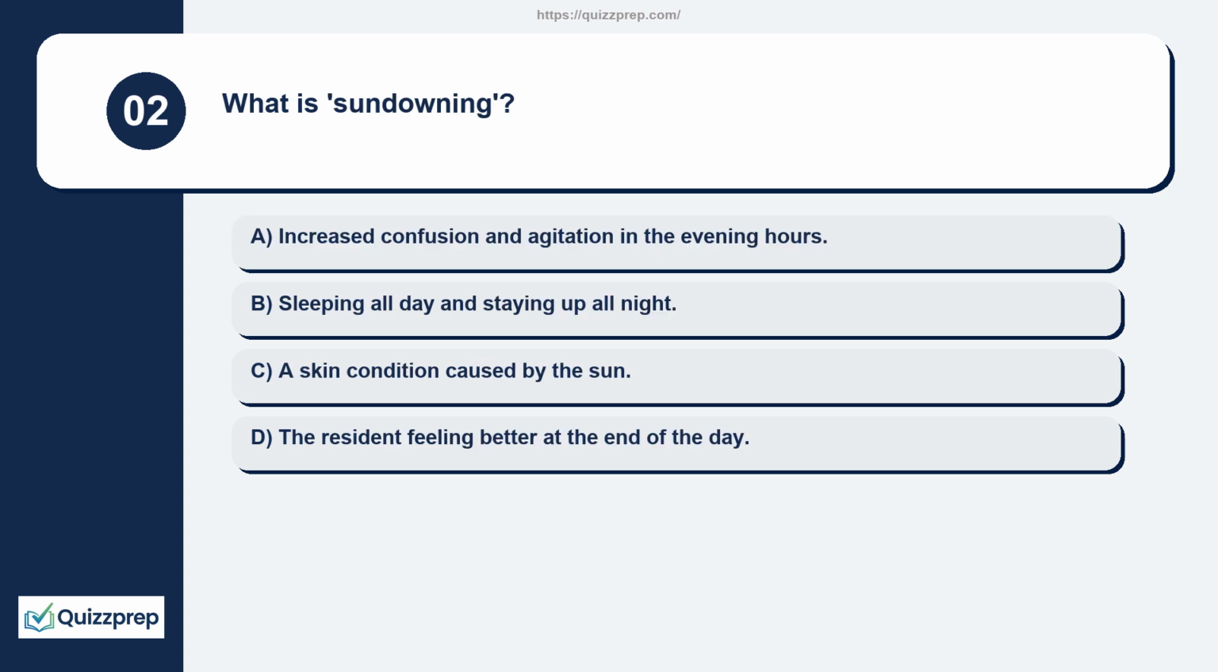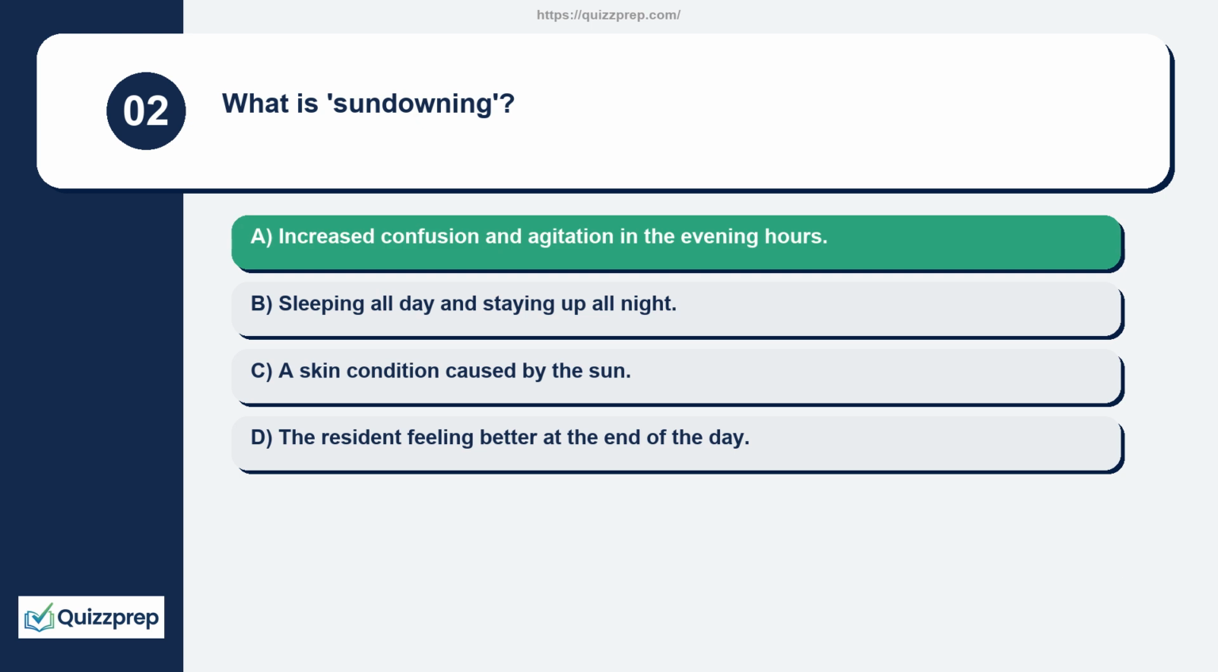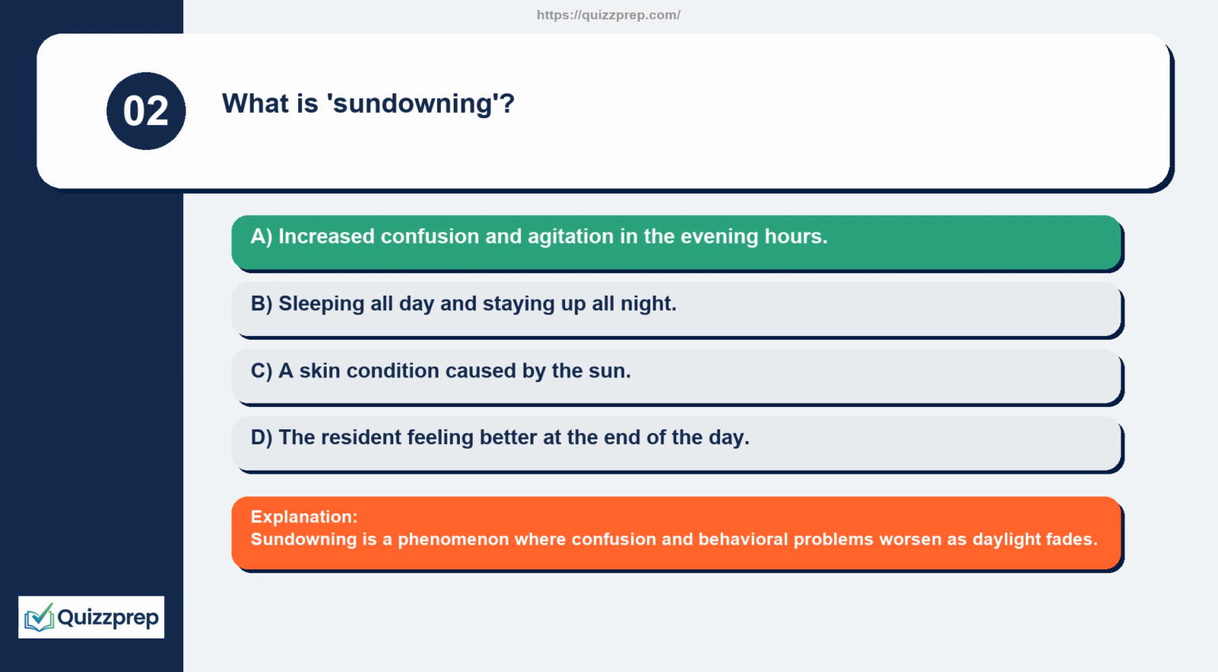Question 2. What is sundowning? Increased confusion and agitation in the evening hours. Sleeping all day and staying up all night. A skin condition caused by the sun. The resident feeling better at the end of the day. Sundowning is a phenomenon where confusion and behavioral problems worsen as daylight fades.